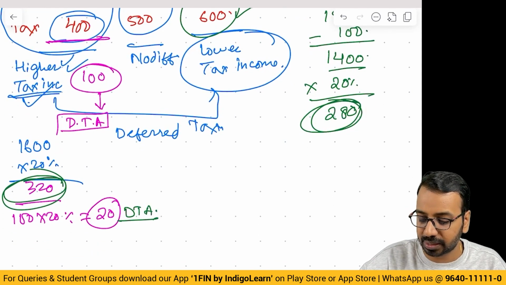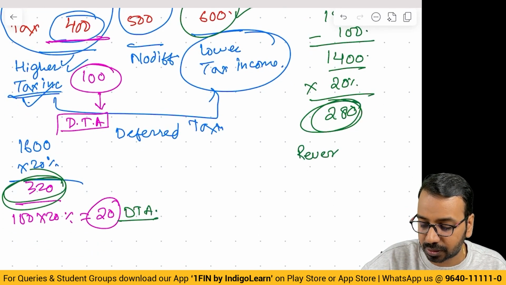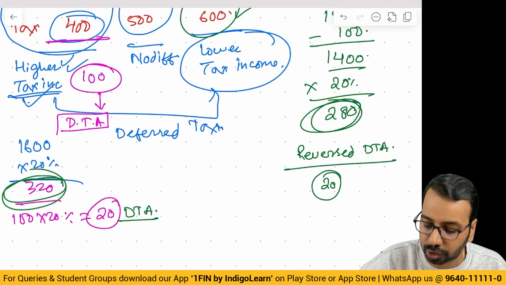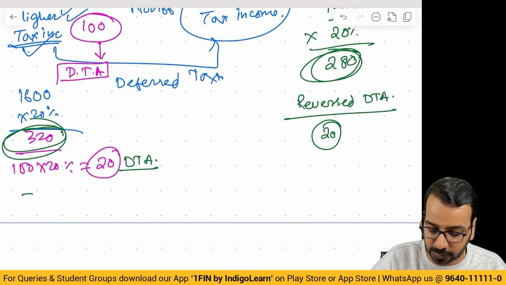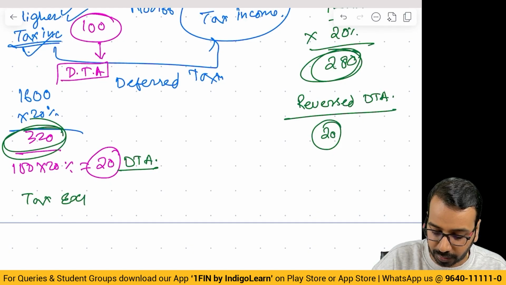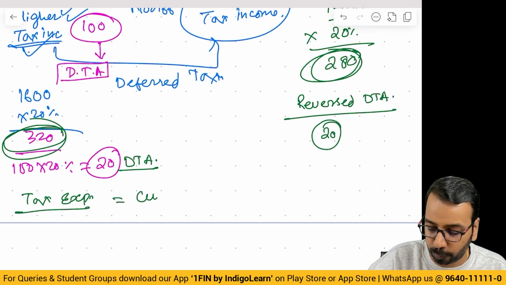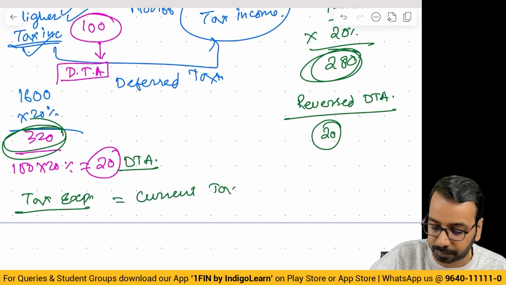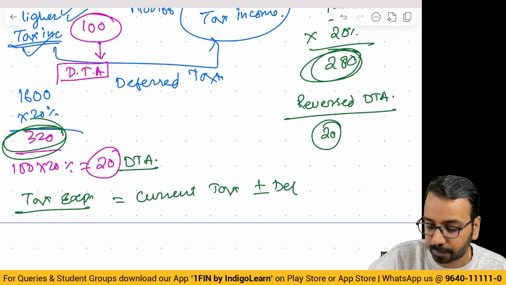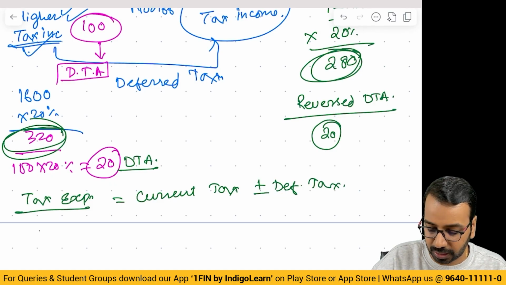So here we say we have reversed the DTA. The reversal is how much? 20. So when it comes to tax expense, it is equal to current tax plus or minus deferred tax. In year 1, it became current tax of 320 minus asset of 20.